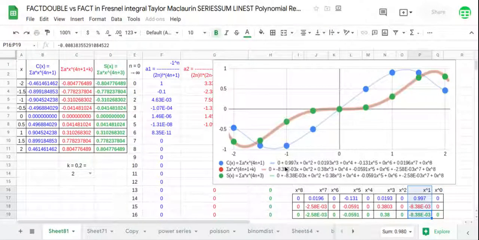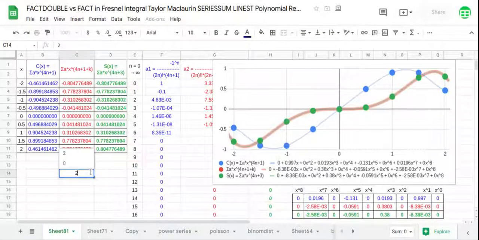Coefficient of x, 0.997 and minus 8.38 times 10 to the minus 3. Coefficient of x squared, 0. Coefficient of x cubed, 0.0193.38. Coefficient of x to the fourth, 0. Coefficient of x to the fifth, negative 0.131, and 0.0591. Coefficient of x to the sixth, 0. Coefficient of x to the seventh, 0.0196 and 2.58 times 10 to the minus 3. Coefficient of x to the 8, 0.